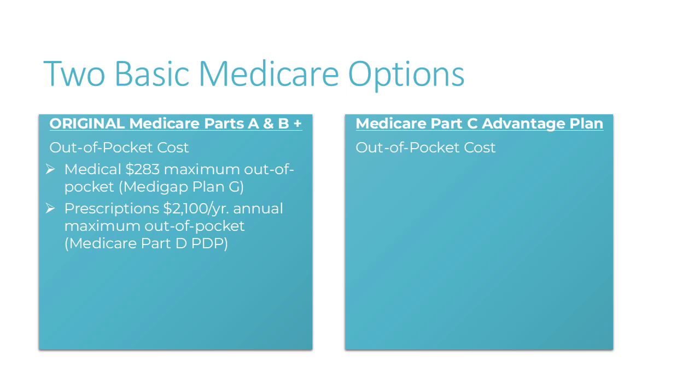For prescription drugs. In 2026, using your Medicare Part D prescription drug plan, the maximum out-of-pocket costs for prescription drugs is $2,100.